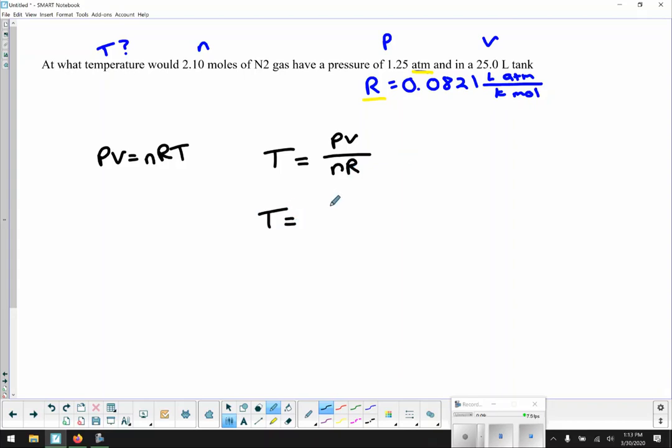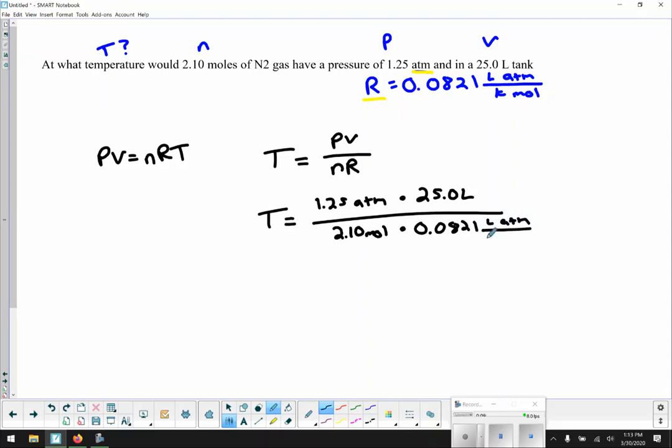Temperature equals the pressure, 1.25 atmospheres, times the volume, 25.0 liters, divided by the number of moles, 2.10 moles, times, and here's our R value, R, 0.0821 liter atmospheres per Kelvin mole. One of the reasons I like to write out the unit, the terrible, terrible unit of R, is because it allows me to see that I have rearranged my equation correctly.